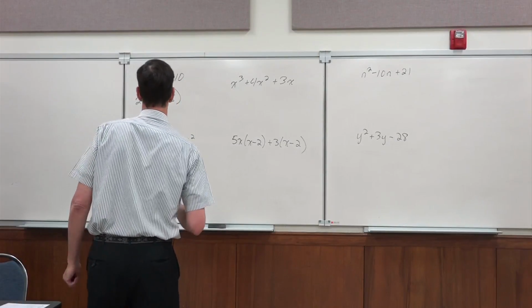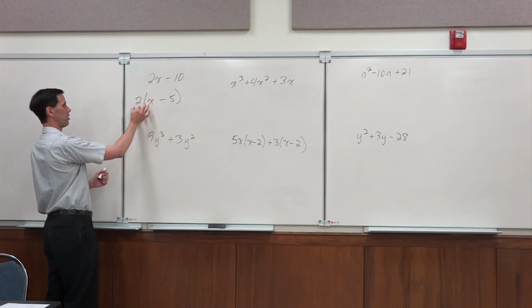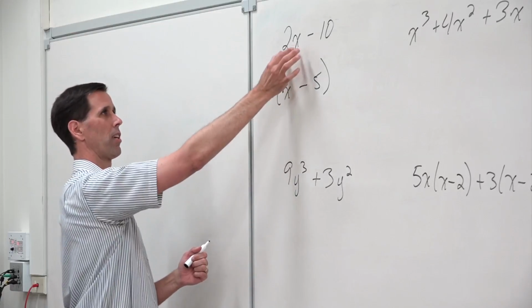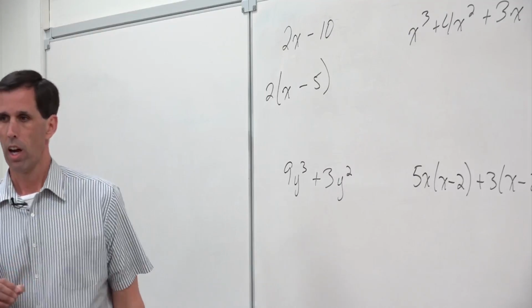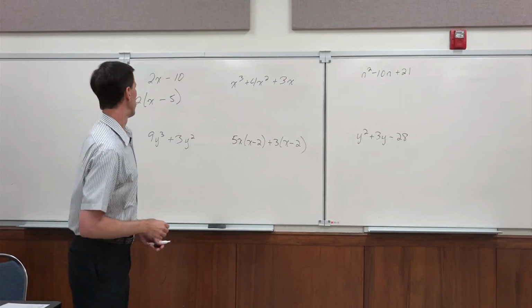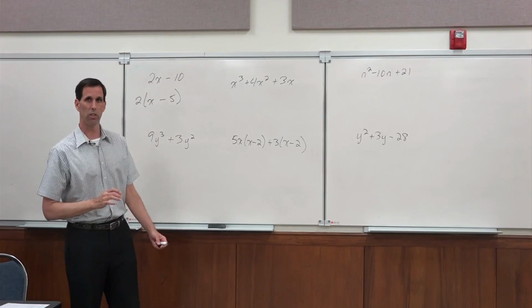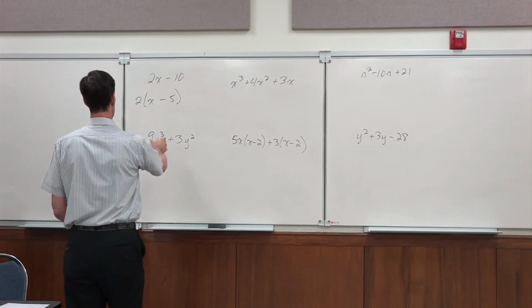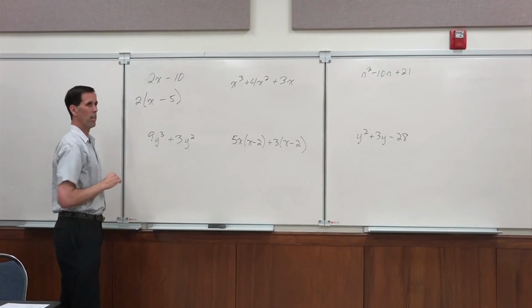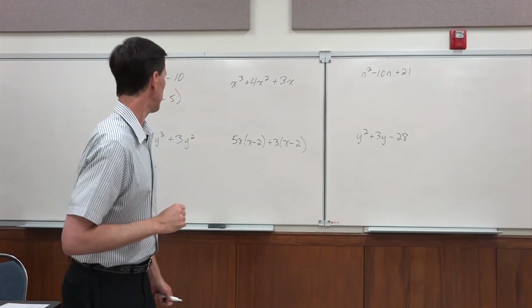When you're done, it's always a good idea to check. If you were to check here, you could say 2 times x using the distributive property. 2 times x would give you 2x, minus 2 times 5 would give you 10. You also want to check that you know you're done. If you look in your parentheses here, if you've factored everything out of here you possibly can, you know you have fully factored your polynomial. If you look at this binomial x minus 5, there's nothing other than a 1 that we could factor out, so it would be fully factored.